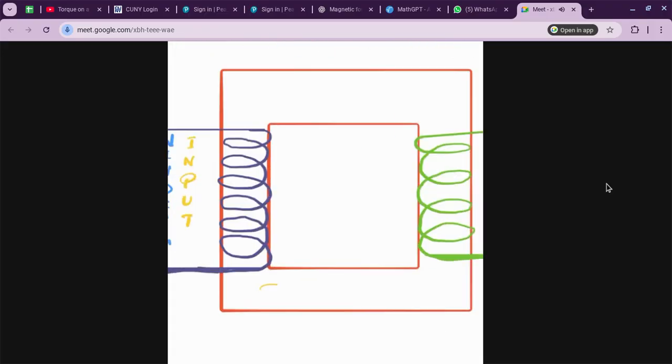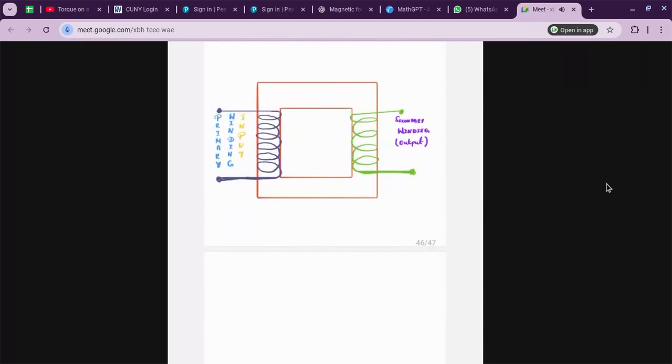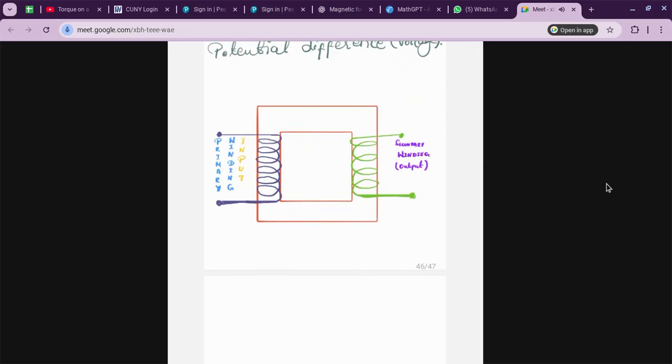So, what will happen in this device? The AC supply, or AC input, is being transferred. The AC signal is provided at the end of the primary winding. So when the AC, wait, this is the AC signal.